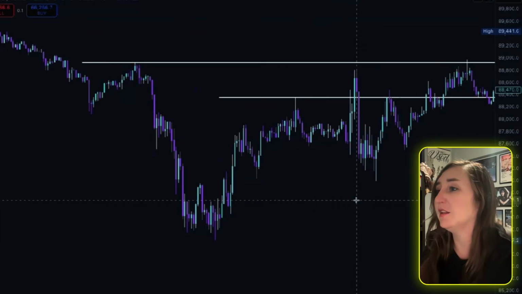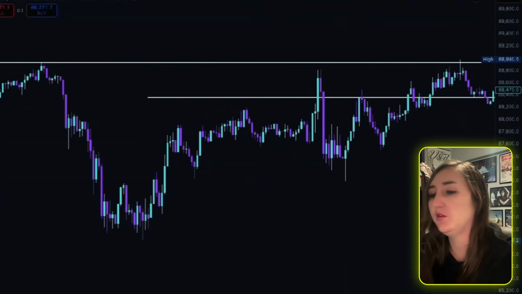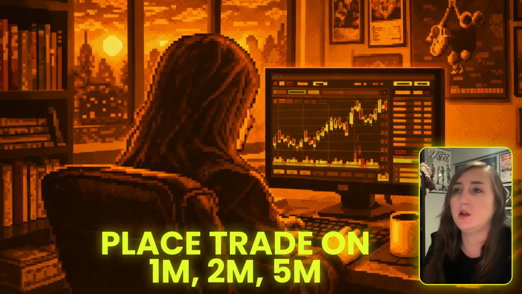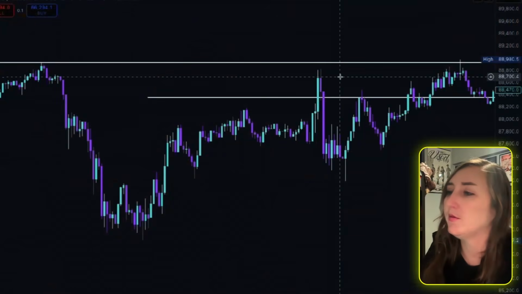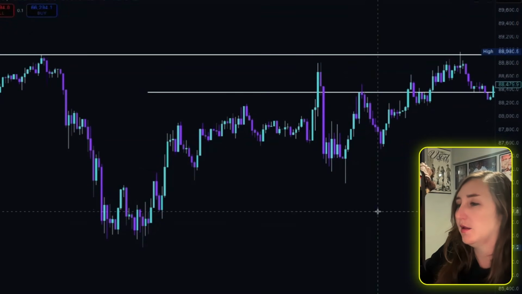I'm going to tell you exactly what to look for on these liquidity sweeps on the higher time frames. And then when you're trading on the 1 minute, 2 minute, 5 minute time frame, whatever it may be, so you're scalping, you can wait for these to play out and see what happens.